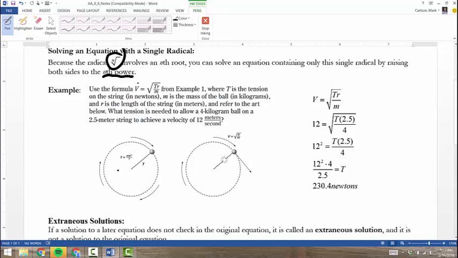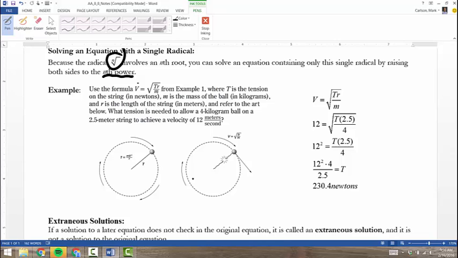It relates to the reading that you've already done from section 8.8. It says use the formula v equals the square root of tr over m from example 1. In example 1 from your reading, t is the tension of the string in newtons, m is the mass of the ball in kilograms, r is the length of the string in meters, and refer to the art below. What tension is needed to allow a 4 kilogram ball on a 2.5 meter string to achieve a velocity of 12 meters per second?